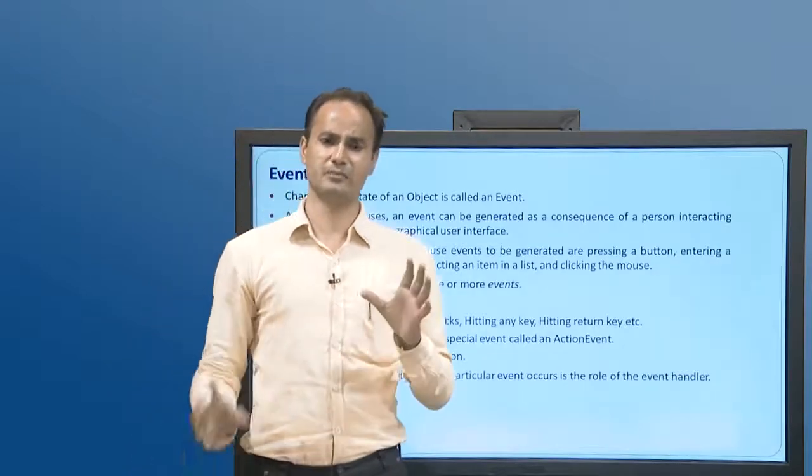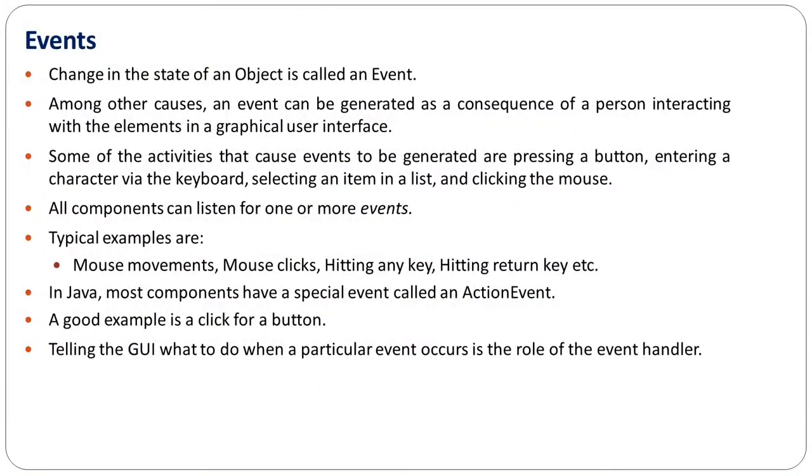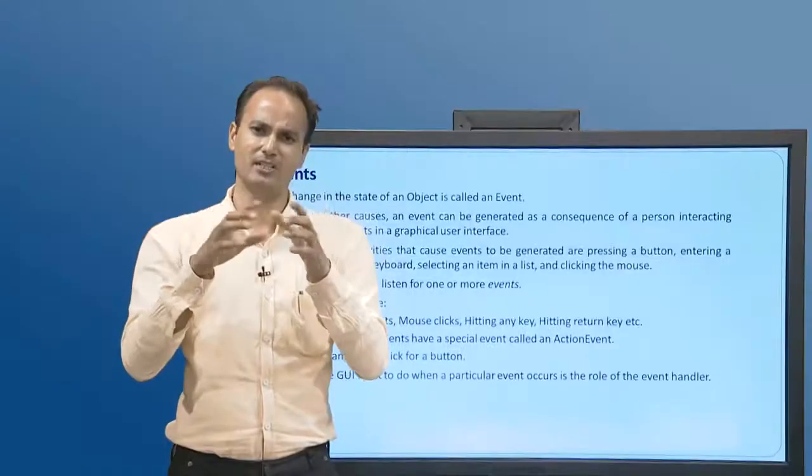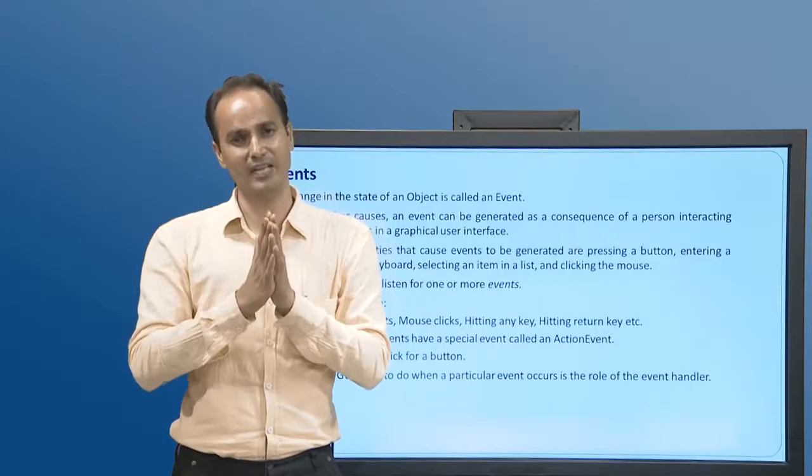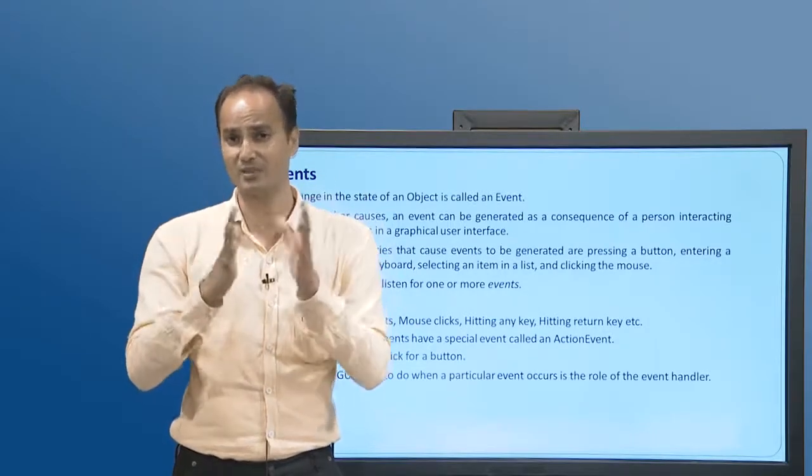Now, the next part is about what happens once we have created a GUI application using the Swing components like JButton, JTextField, JLabel, JCheckBox, JRadioButton, all these things, and we have a good look and feel. Then what to do next? The next task is all about events.